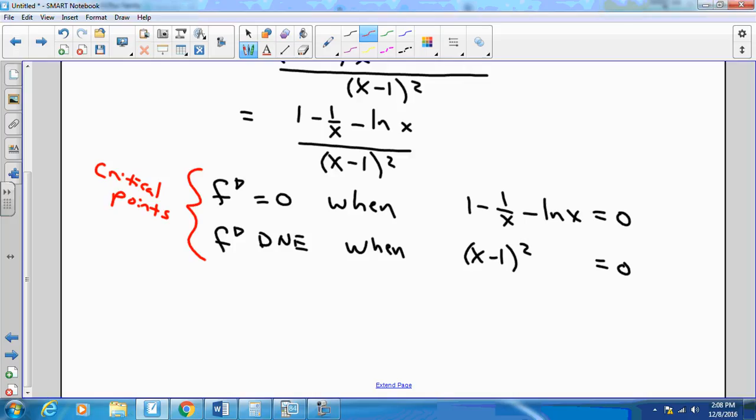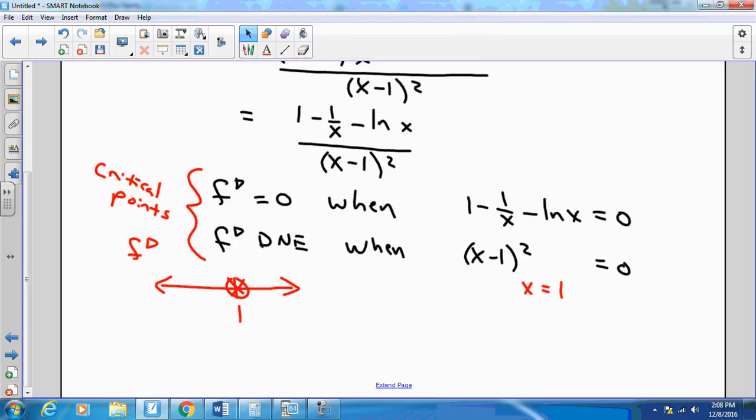Now the bottom equation is easy. I get one solution. I get x equals 1. And that x equals 1 is outside of my domain. So I'm going to handle that when I come to it by putting on my well-labeled number line at x equals 1, a circle with an x through it. And it is entirely possible that f prime could change signs on either side of that. But what about that top equation?